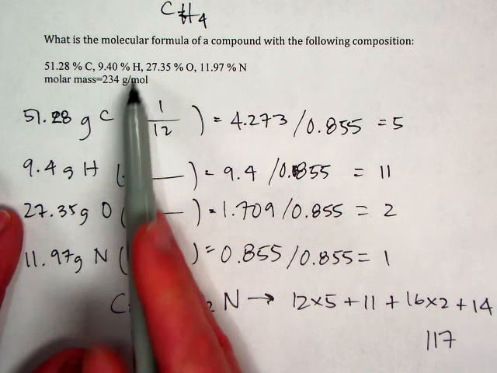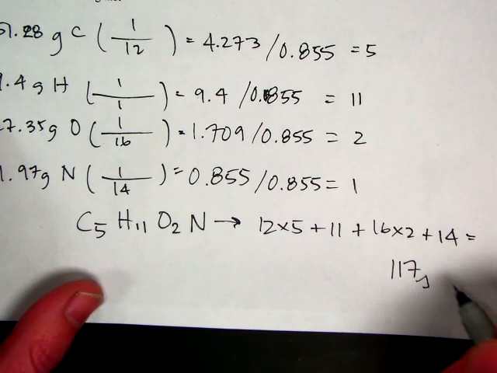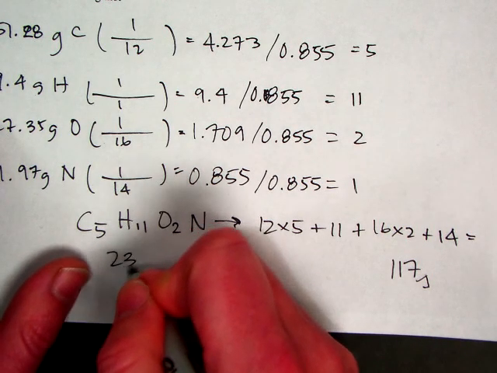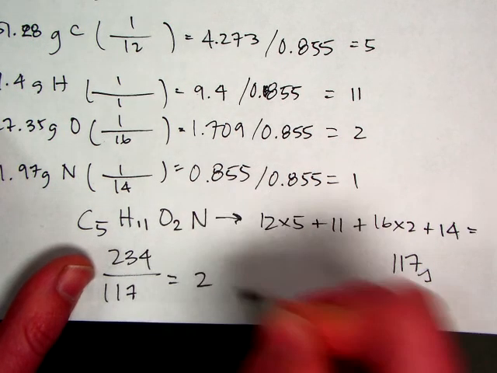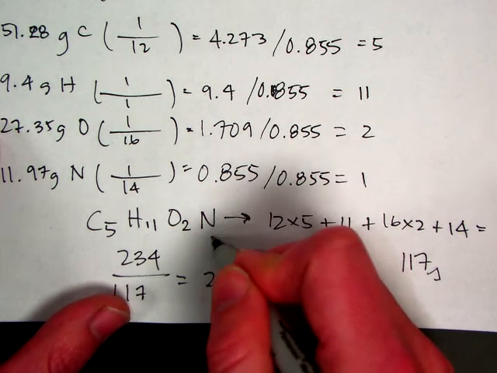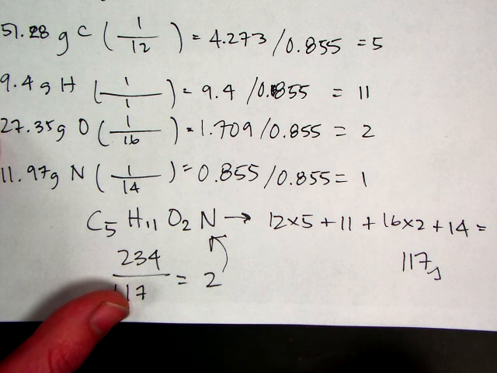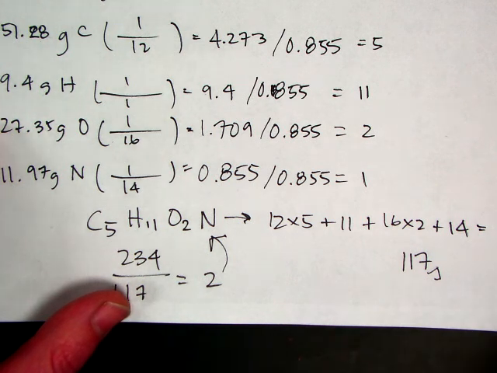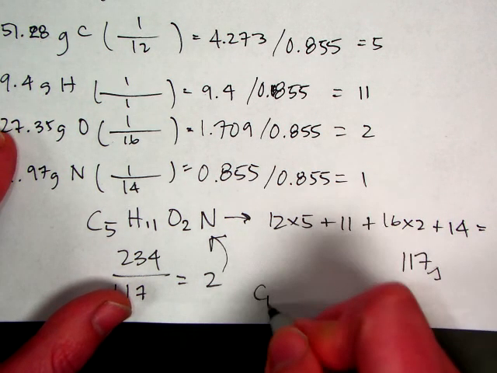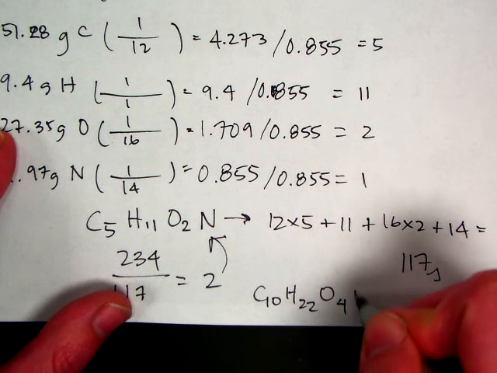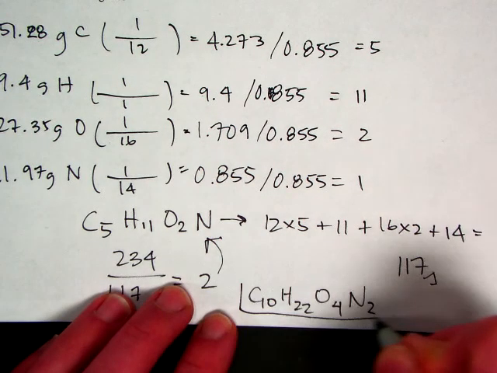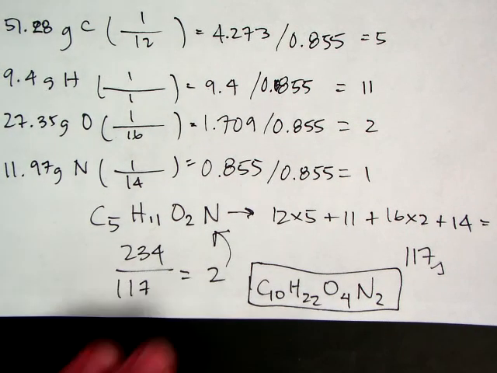And then you take this number given to you in the problem, which is this 234, and divide by this 117 you just found. So 234 divided by 117 equals 2. And that's the number you multiply back into this formula to figure out what its true molecular formula is. So it becomes C10H22O4N2. And there is your molecular formula.